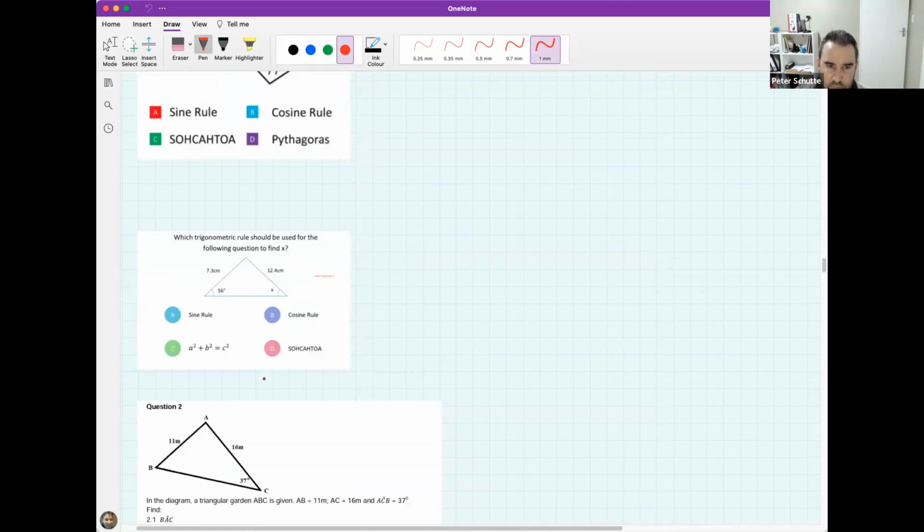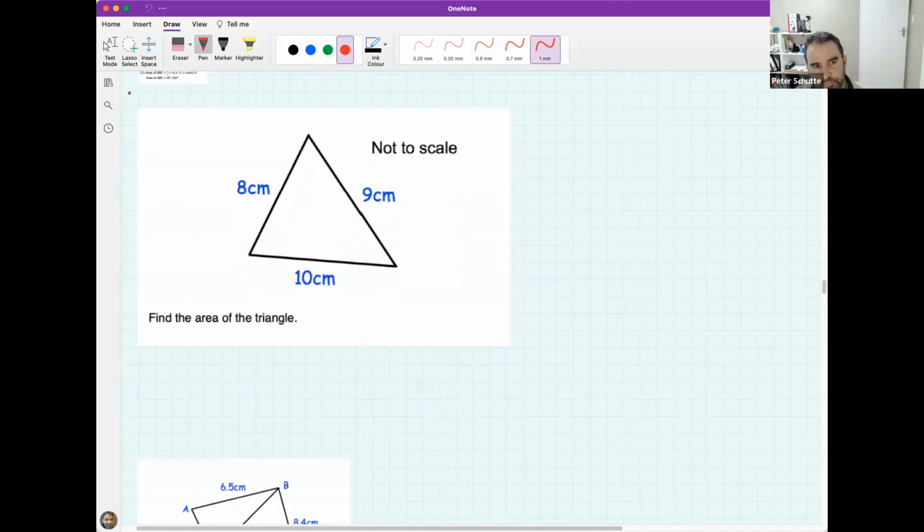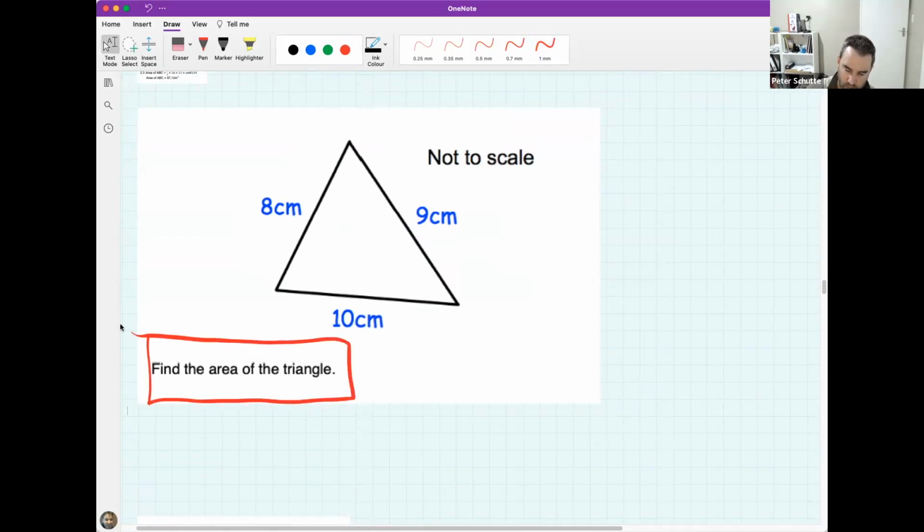So let me go to this question. What is different about this question? Let me start by asking you that. Find the area of the triangle above. Who has some comments that they want to share, some wisdom that they've observed? What's different about this one? I've still got 3 sides. We're not given an angle.